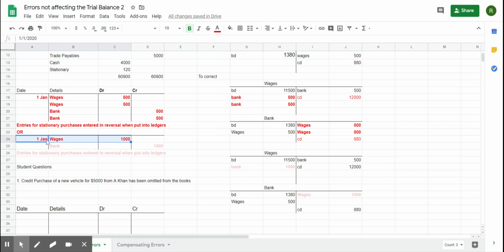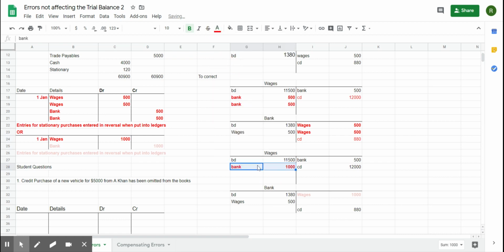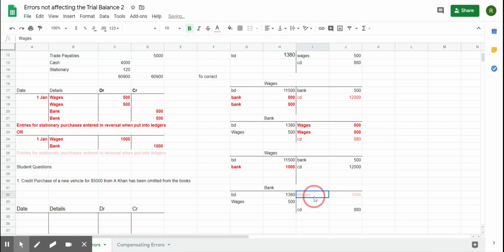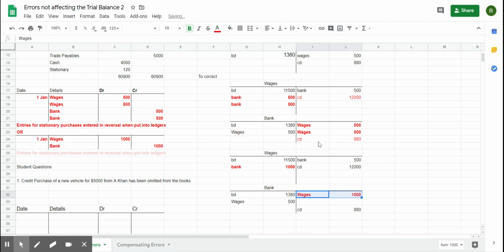So there would be an instruction given in the general journal to go and put one debit entry into the wages account for 1,000, and that's made up of the two parts of the correction. And then there would be an instruction made to go and put one credit entry of 1,000 into the bank account. And that's instead of making two individual entries for 500 each.